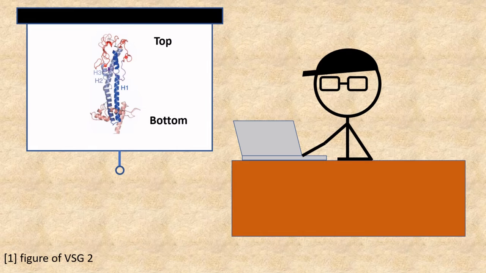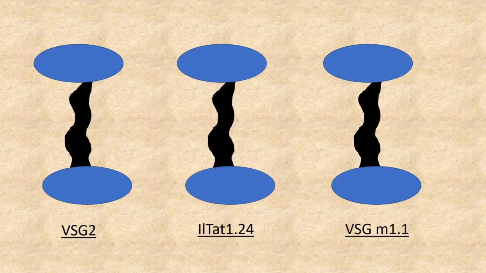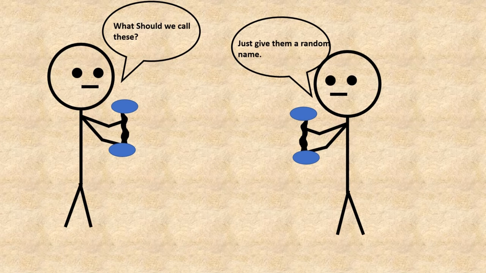We will refer to the part of the glycoprotein that faces away from the pathogen as the top, and that just makes things easier to talk about. From these studies, we were able to categorize variable surface glycoproteins into multiple classes, because scientists love categories. Class A, because it's the most sensible place to start, includes 3 different variable surface glycoproteins, named rather annoyingly VSG2, ILTAT 1.24, and VSG M 1.1, because being consistent is apparently beyond the scope of most biologists.